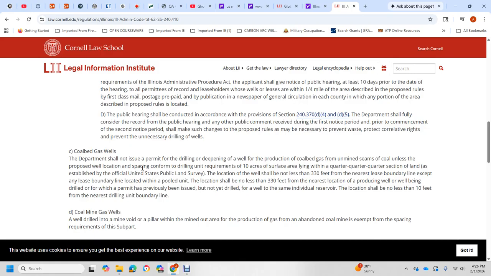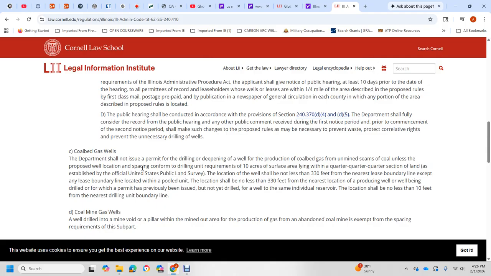Coal bed gas wells. The department shall not issue a permit for the drilling or deepening of a well for the protection of the coal bed, unless the proposed well location space conforms with the drilling unit where 10 surface acres lie within a quarter section of land, except for those established with the official United States Public Land Survey.